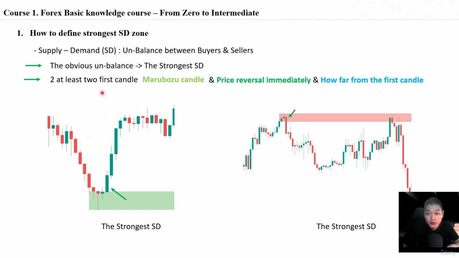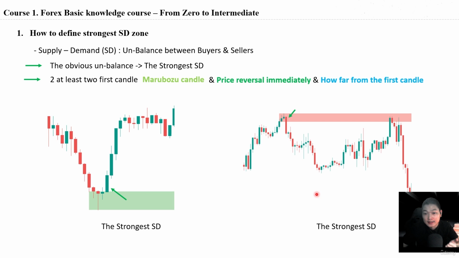So let's see some examples. The first one is the strongest demand zone. You can see that price goes into a down movement and creates a peak, and from this time you can see price create 1, 2, and 3 Marubozu candles going up continuously, and price already changed from the down movement to up movement immediately. It only holds at this level for 2 candles, and you can see that price goes quite far from the first up Marubozu candles. Therefore, this is a very strong demand zone you can see on the market.